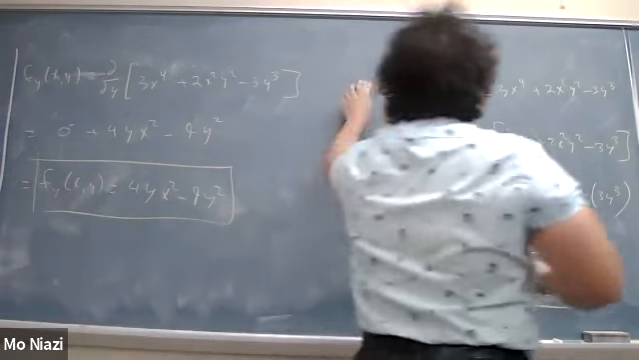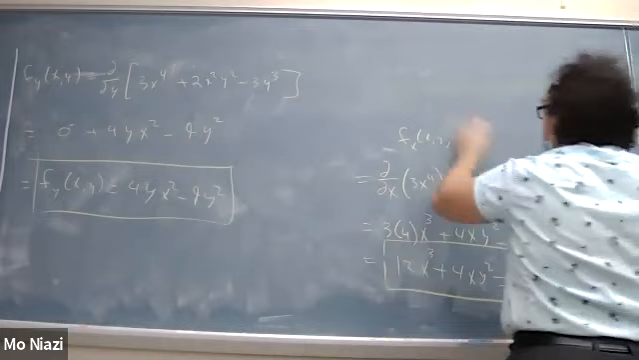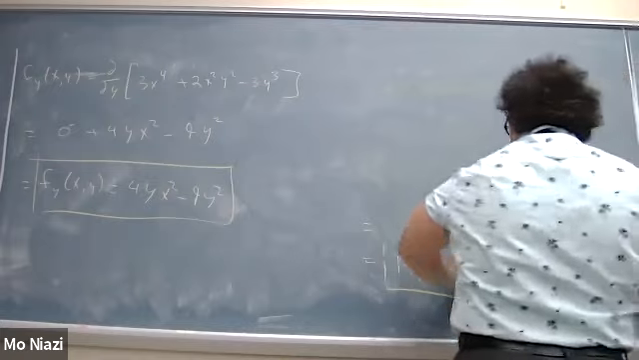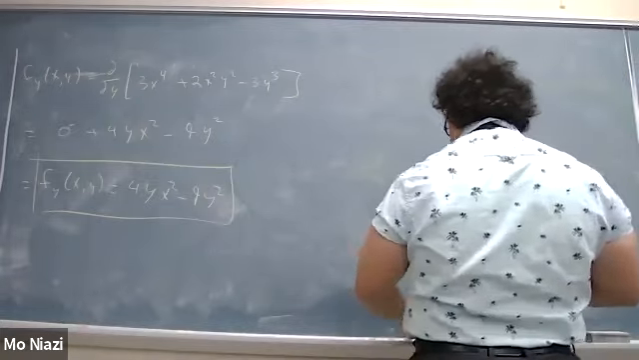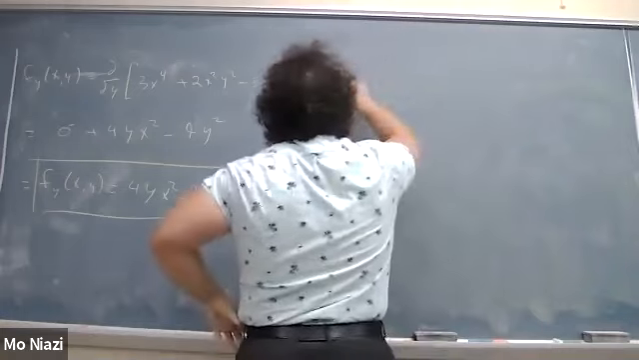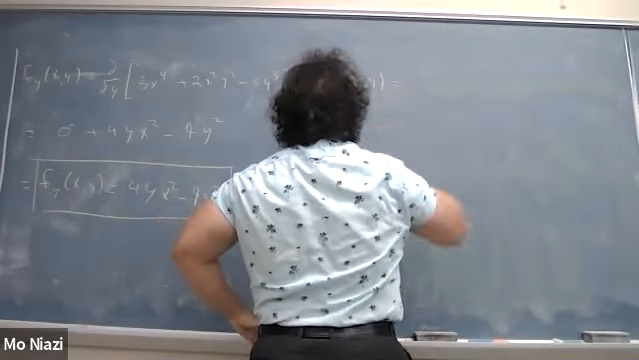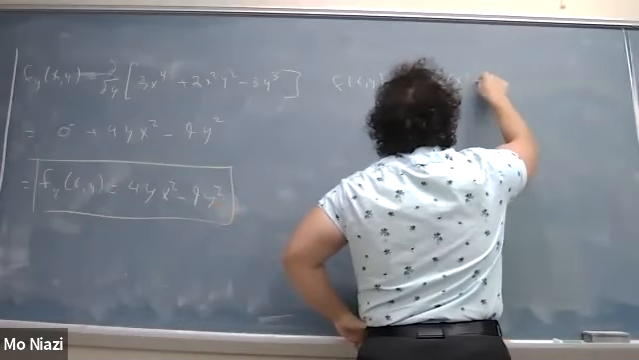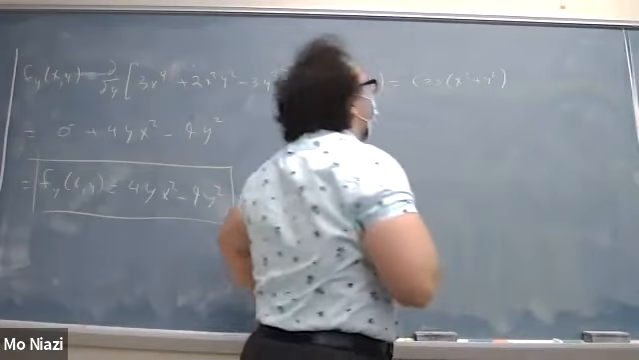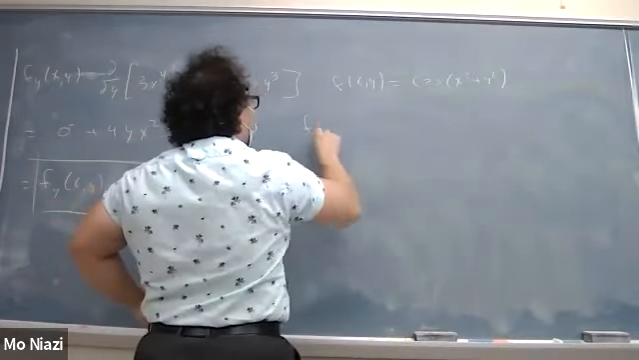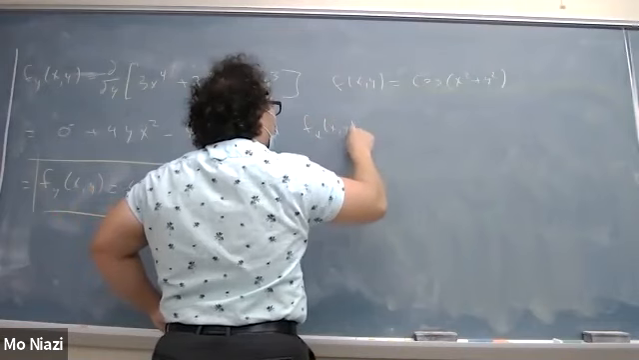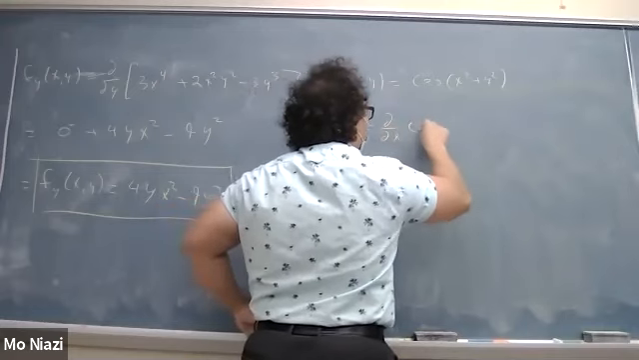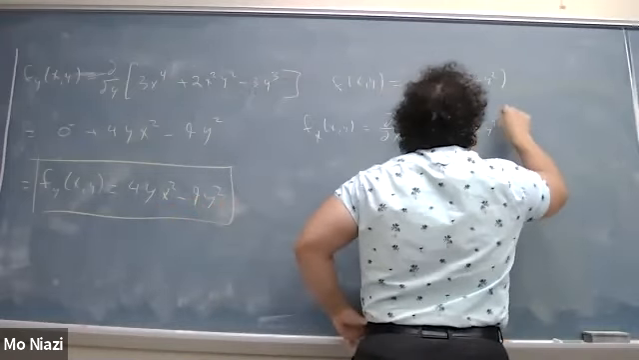Let's do some more examples. Let's do another example. What is f sub x of xy? F sub x of xy is partial x of cosine of x squared plus y squared.